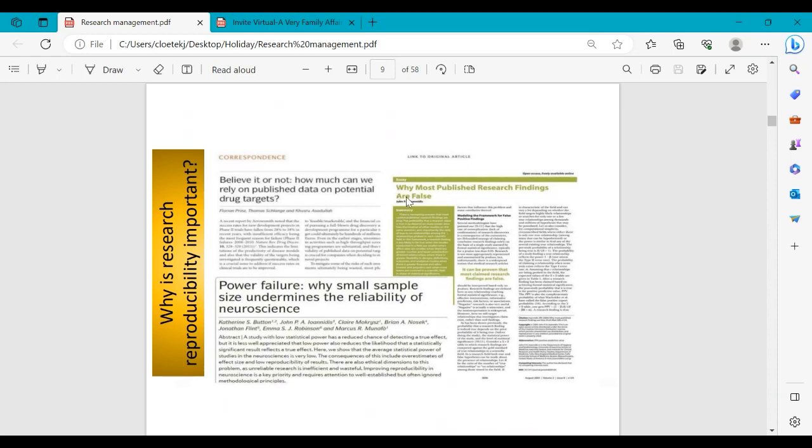You can go and read this, why most published research findings are false. And then power failure: why small sample sizes undermine the reliability of neuroscience. Now, especially coming back to if you're in the medical field or any type of field related to biomedicine, remember these types of studies are used to build the evidence base in science.